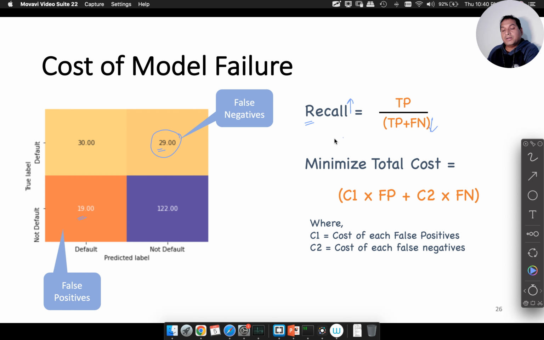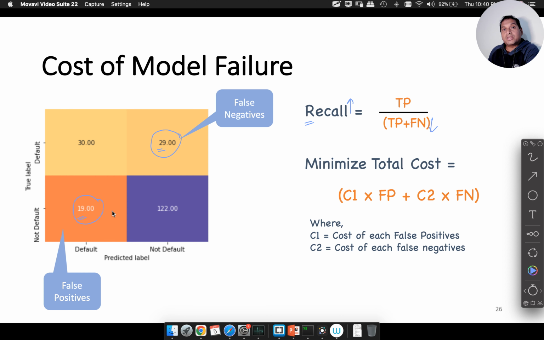But minimizing the false negatives as much as possible indicates the bank becomes extremely risk averse, which in turn will increase the number of false positives significantly, which means the bank will lose a lot of good customers and hence will have a lot of opportunity cost.